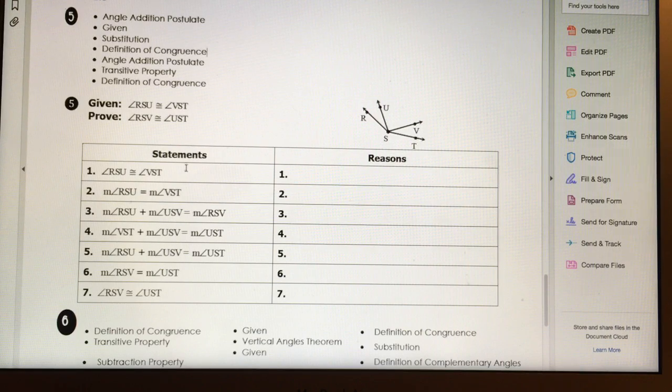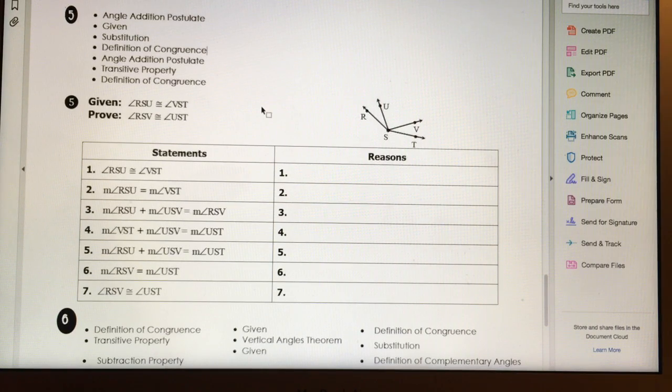So let's look at each statement and analyze what could be the reason for that statement. So our first statement. So we're given that angle RSU is congruent to angle VST. So those two little small angles are congruent to each other. That's what's given to us. And we want to prove that RSV is congruent to UST. So angle RSV is congruent to UST, the ones that kind of overlap each other. So let's see if we can do it.